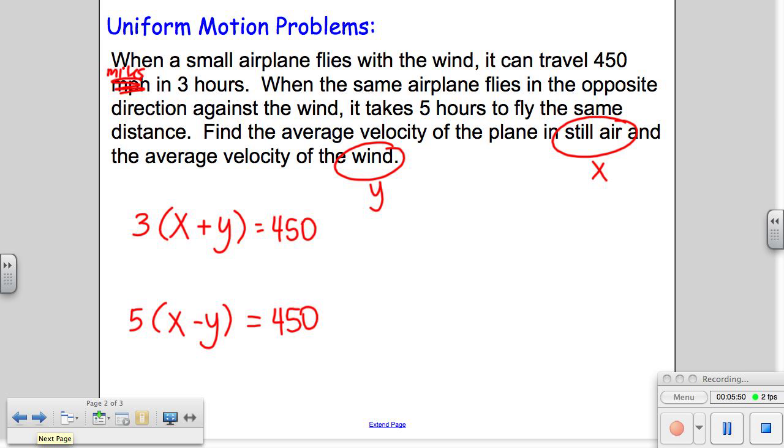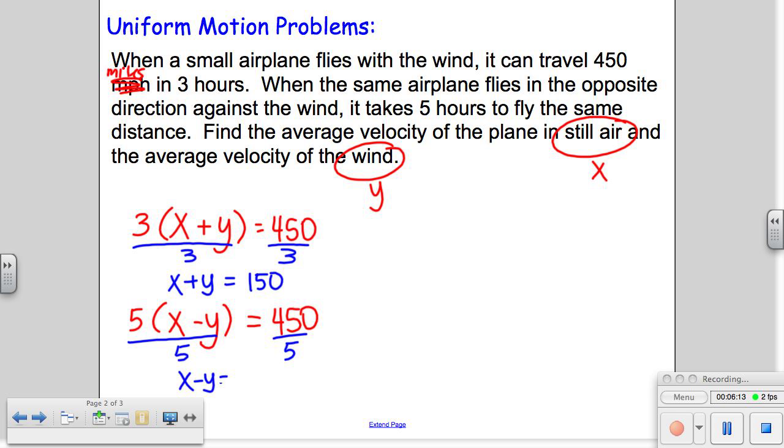I have a few options here. I can distribute the 3 and distribute the 5 and work with them from there. But instead of distributing, I'm going to divide both sides by 3 up here and make this equation a little bit easier: x plus y equals 150. I'm going to divide this bottom one by 5 and get rid of that, and then I have x minus y equals 90.